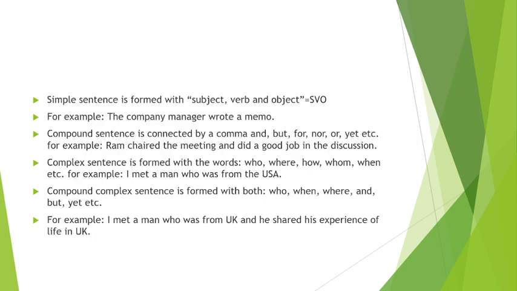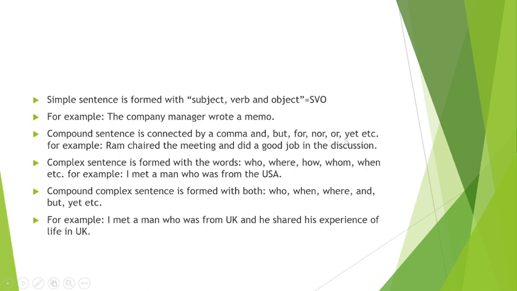Let's see. A simple sentence is formed with subject, verb, and object. That is called SVO. For example, the company manager wrote a memo. The company manager is the subject, wrote is the verb, a memo is the object. This is called a simple sentence. There would be only one verb in a simple sentence.